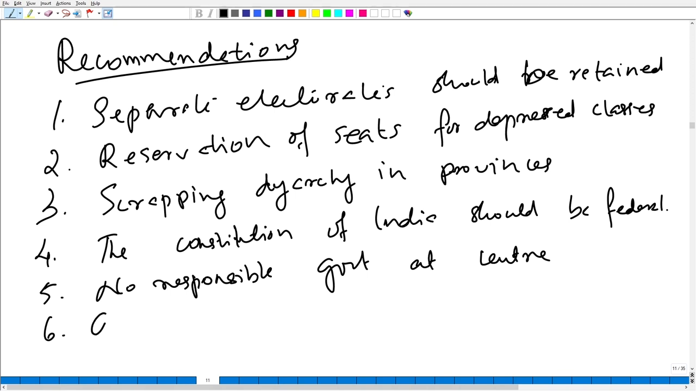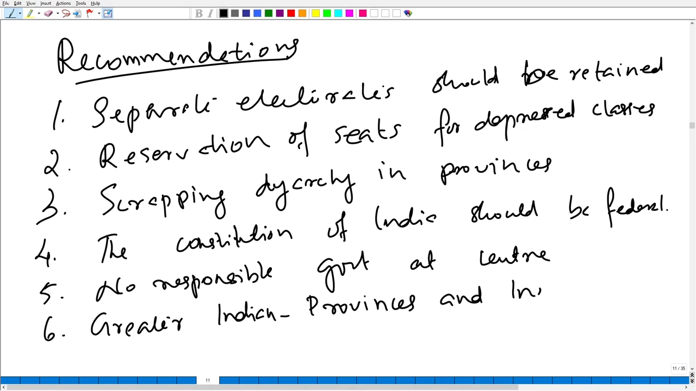It recommended the creation of a Greater India, consisting of British directly administered provinces and Indian states. Two different kinds of administrative units. There were provinces which were directly administered by the British. There were princely states or Indian states. During the period of India's independence, there were 562 Indian states, which formed only 23% of the territory of India, while the British directly administered provinces formed 77% of the territory. By merging the directly administered British provinces and Indian states, the Simon Commission recommended that a Greater India was to be created.